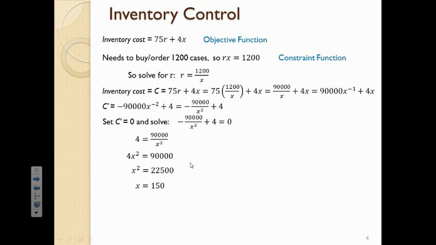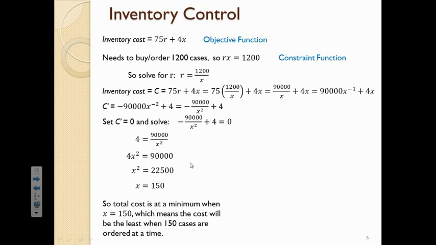So that's going to mean that our total cost will be at a minimum when our X is equal to 150. So if that's the case, that's the quantity. Again, X was the quantity that we want to order. So we're going to have minimum cost when we order 150 cases per order.